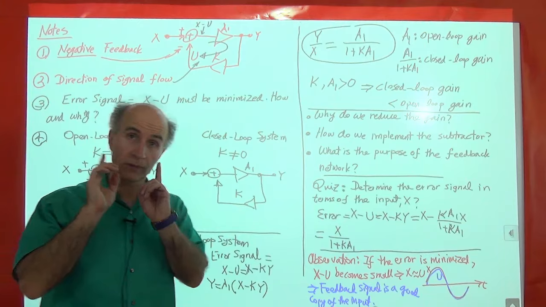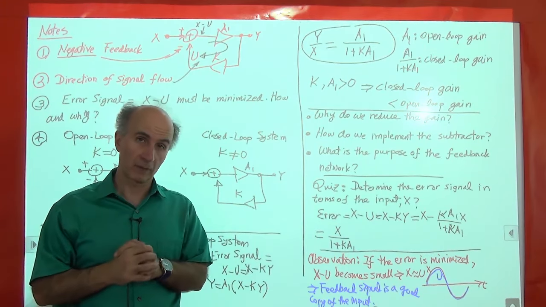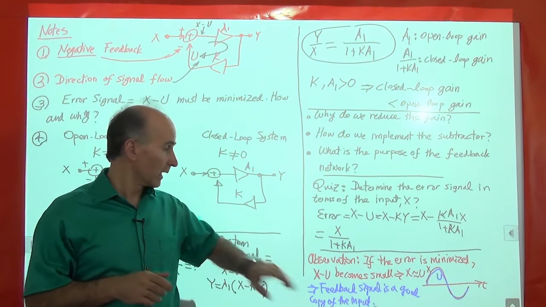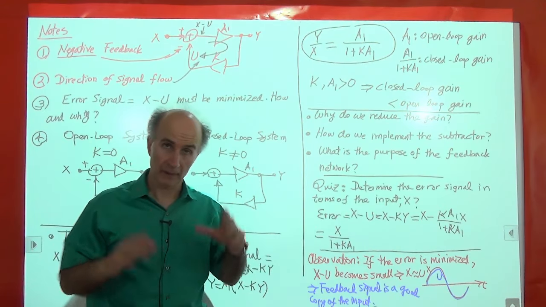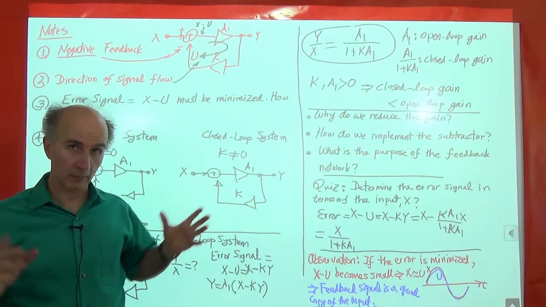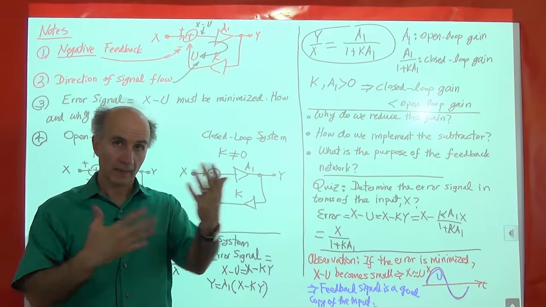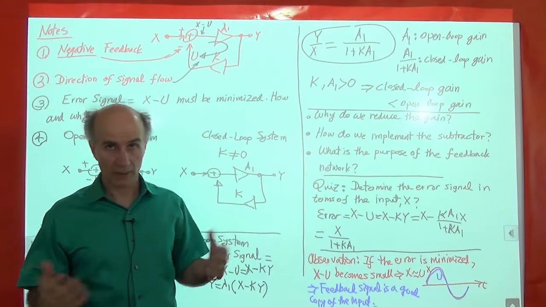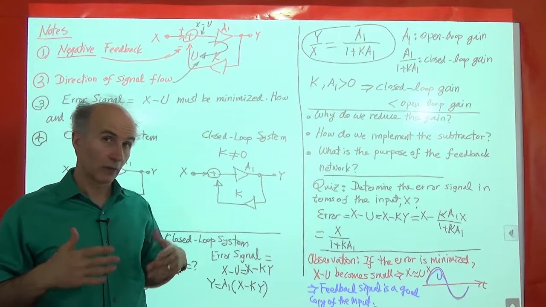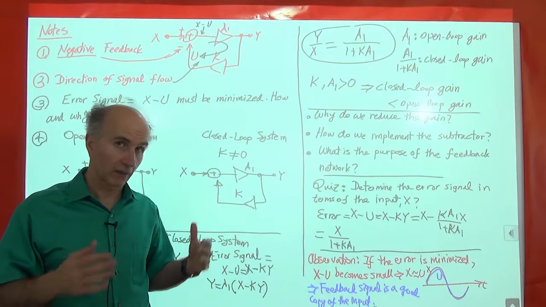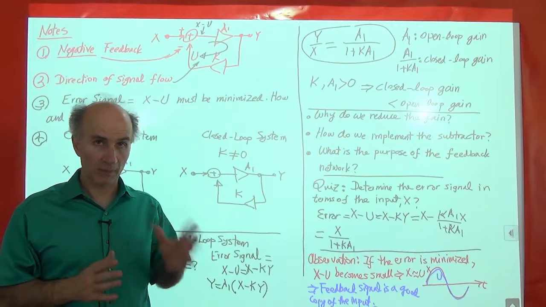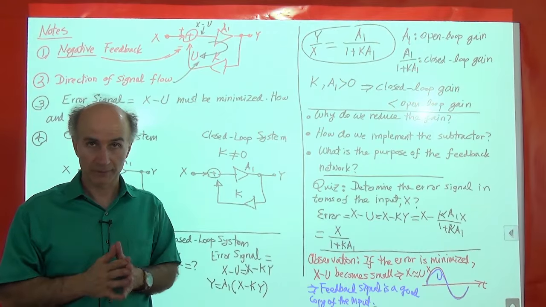And that's also a critical point in analyzing feedback systems. We will encounter this many times, but this is the net result that we get: when the error is minimized, X and U are very close to each other, so we can say that the feedback signal is a good copy or a good replica of the input signal. So we'll come back to this many times in the future.